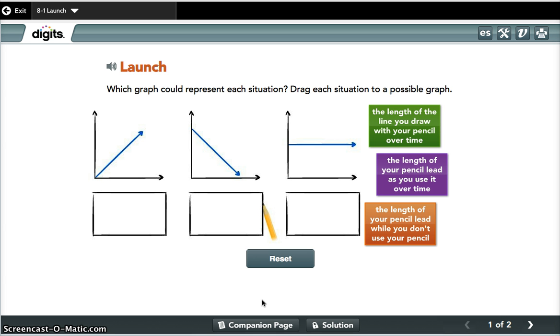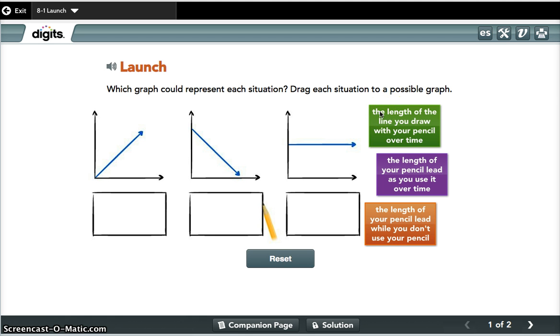All right, so we are being asked if we can determine which graph would represent each of the three situations over here on the right, the green, purple, and orange situations. It's basically asking us which blue line that's graphed is going to align with this story.